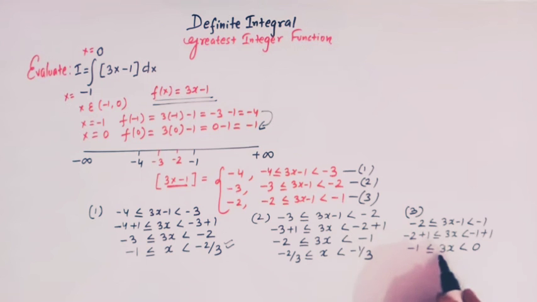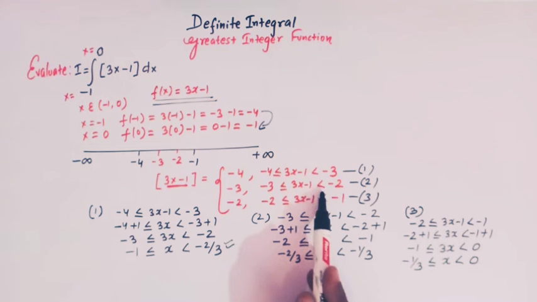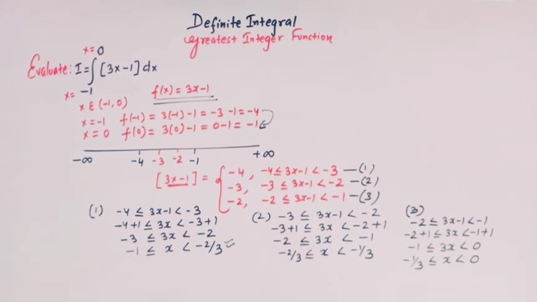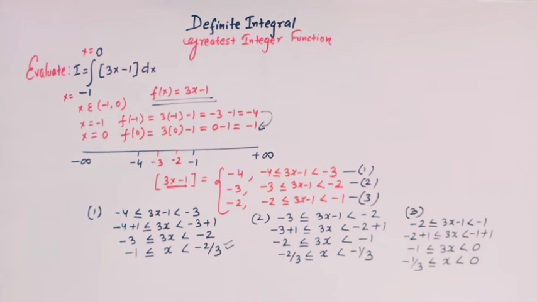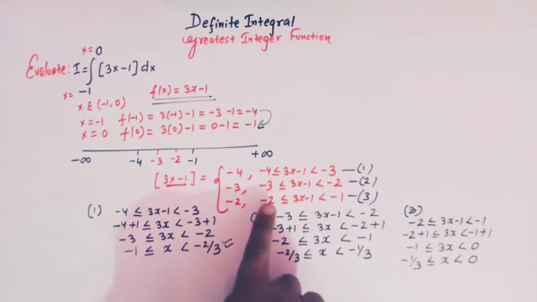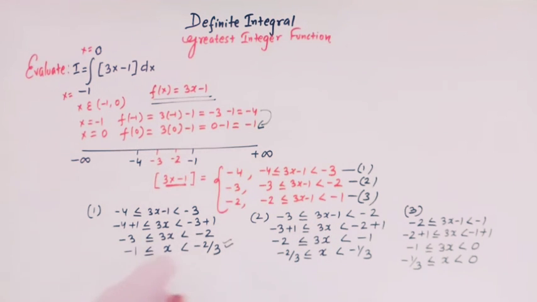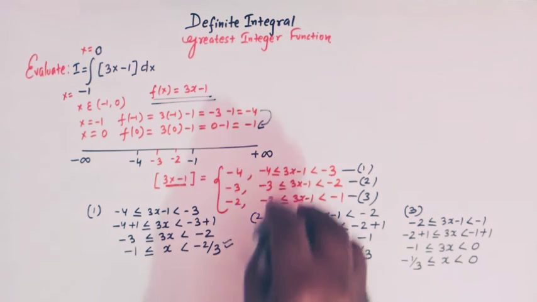Now dividing throughout by 3, we have minus 1 over 3. Here we have x, and here we have 0, right? So now we have simplified these three inequalities. So viewers, now we can replace these three inequalities by the simplified inequalities.